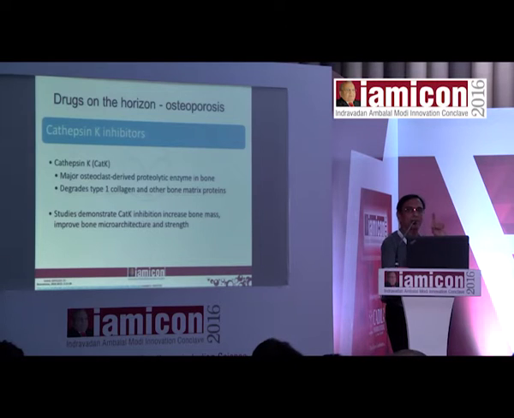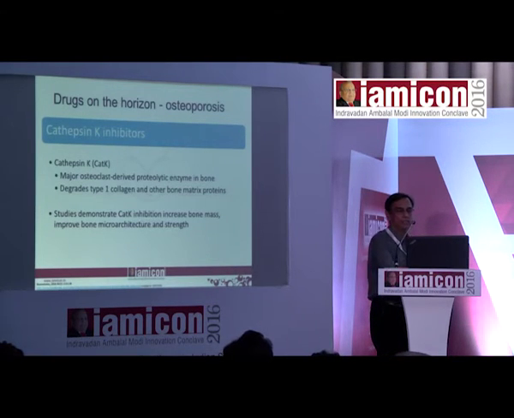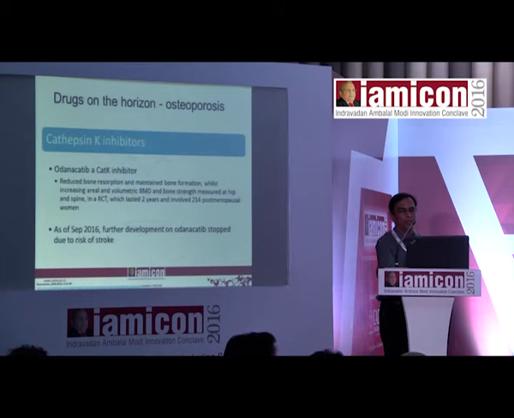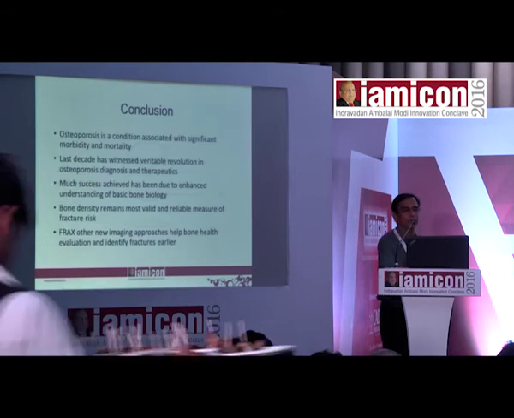I told you there is cathepsin K, a major osteoclast-derived proteolytic enzyme. It eats away the type 1 collagen and bone matrix. If it is stopped, that is, an inhibitor is used, definitely it will increase the bone mass, improves the bone microarchitecture. But the only problem is it is being stopped now, because that is odanacatib, a cathepsin K inhibitor, but it has got a problem because there is increased risk of stroke. Now it is temporarily stopped for reassessment.